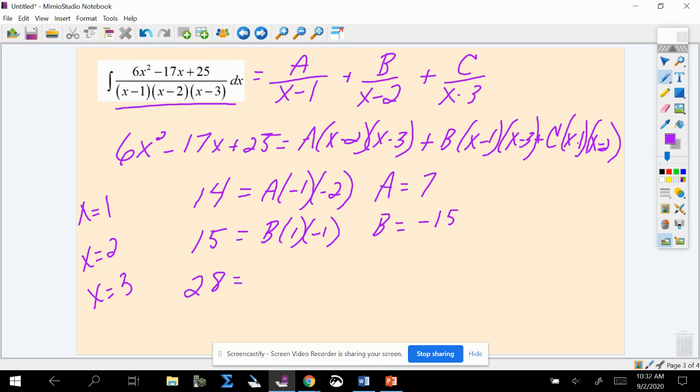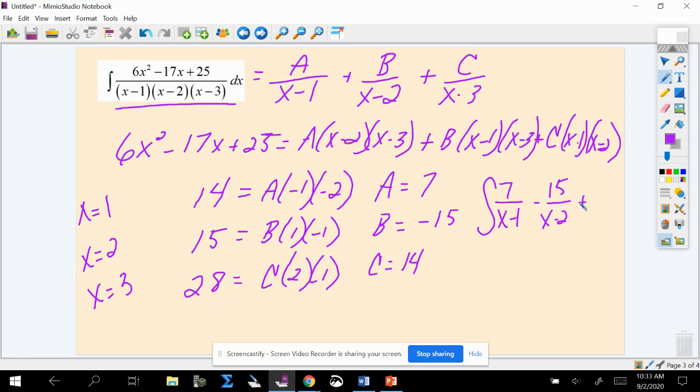3 will cancel the a term, it'll cancel the b term, so we're going to go all the way to the c term. When I put 3 in, I get 2 and 1, so I get c, excuse me, to be 14. So my parts, when I do my decomposition, one of them is going to be 7 over x minus 1. One of them is going to be minus 15 over x minus 2. And one of them is going to be 14 over x minus 3.